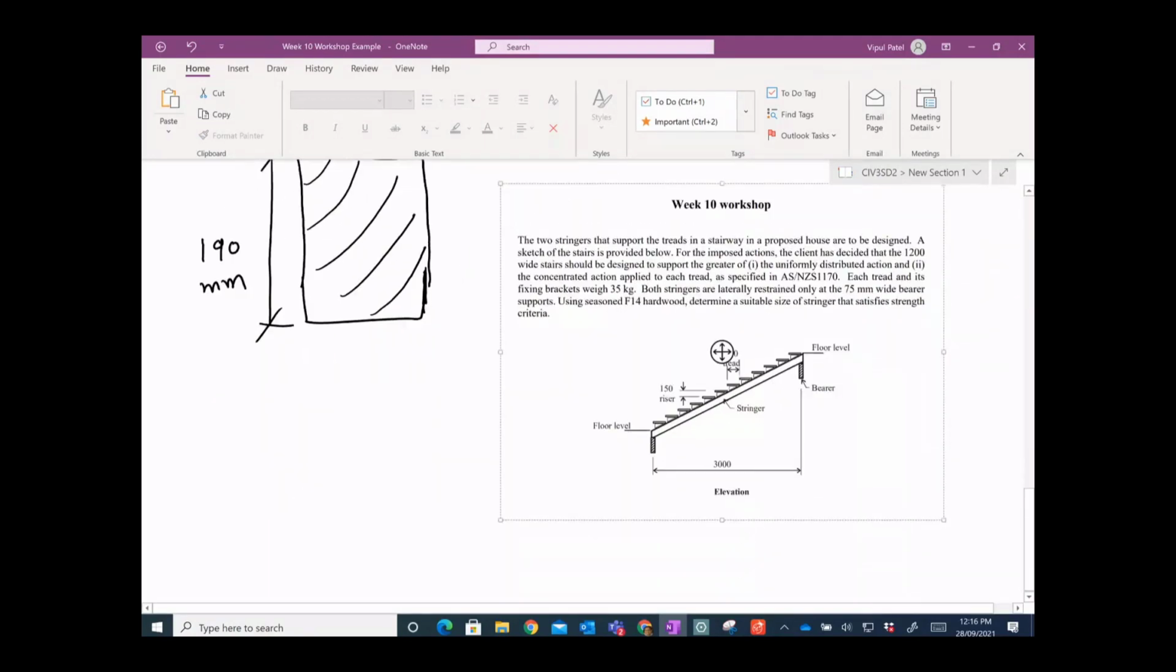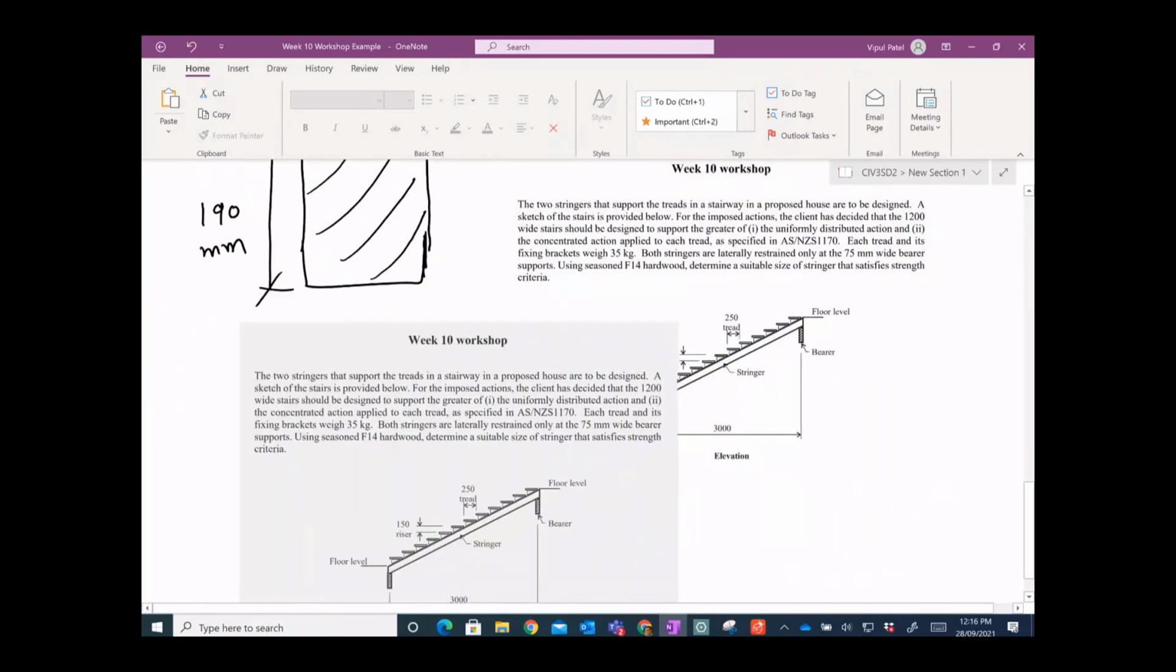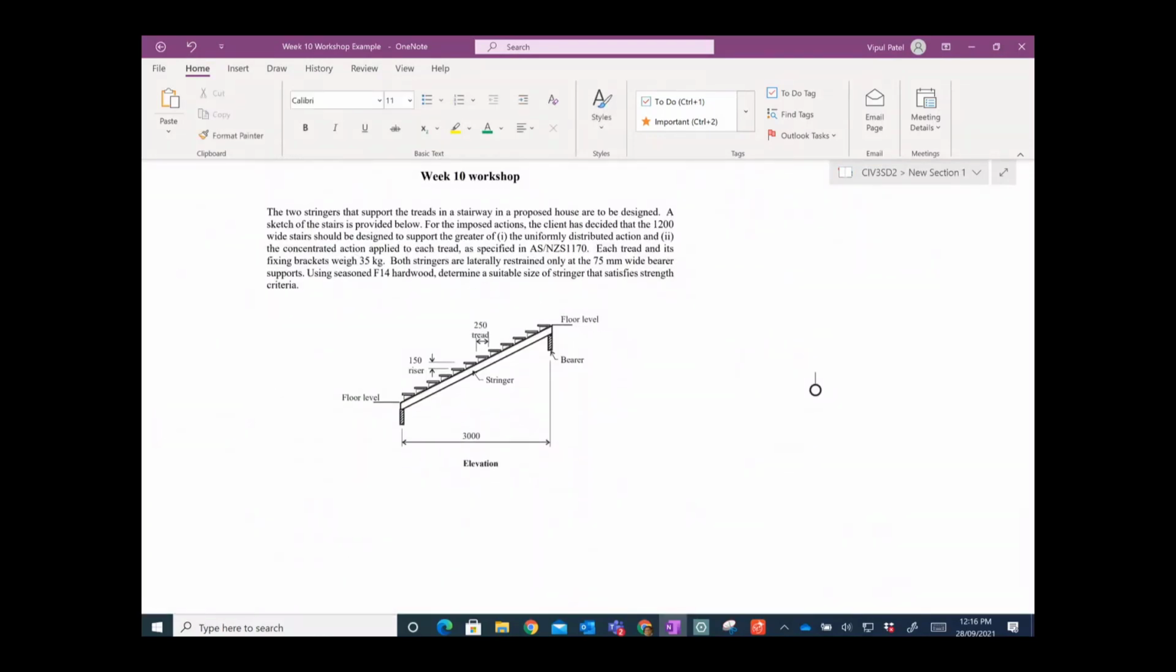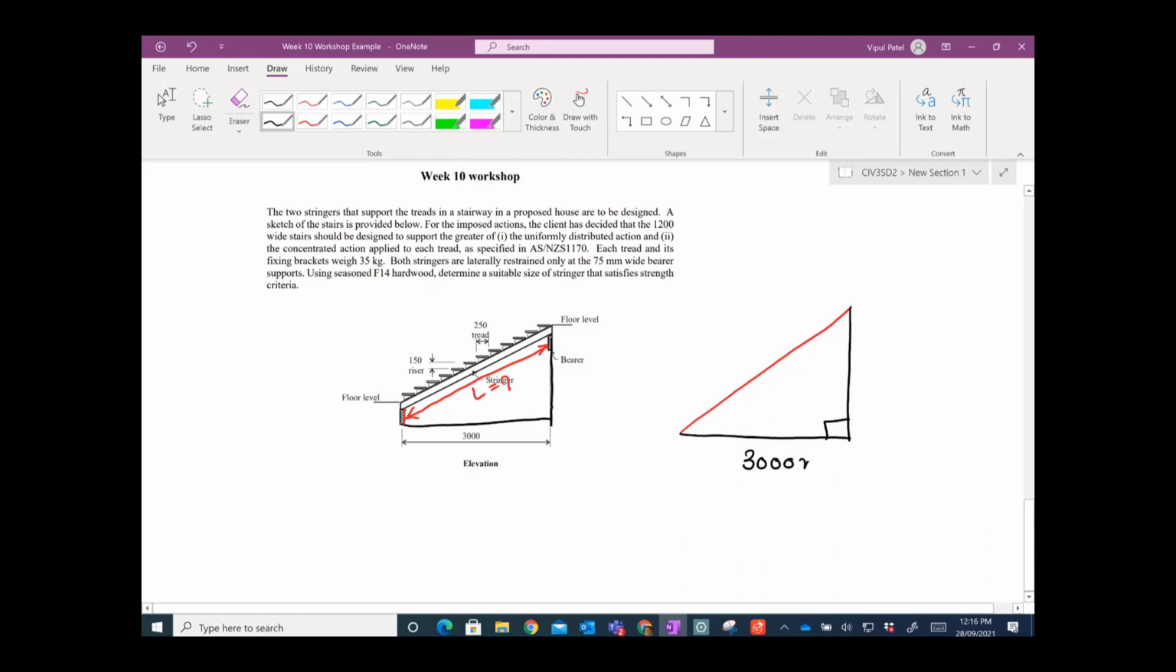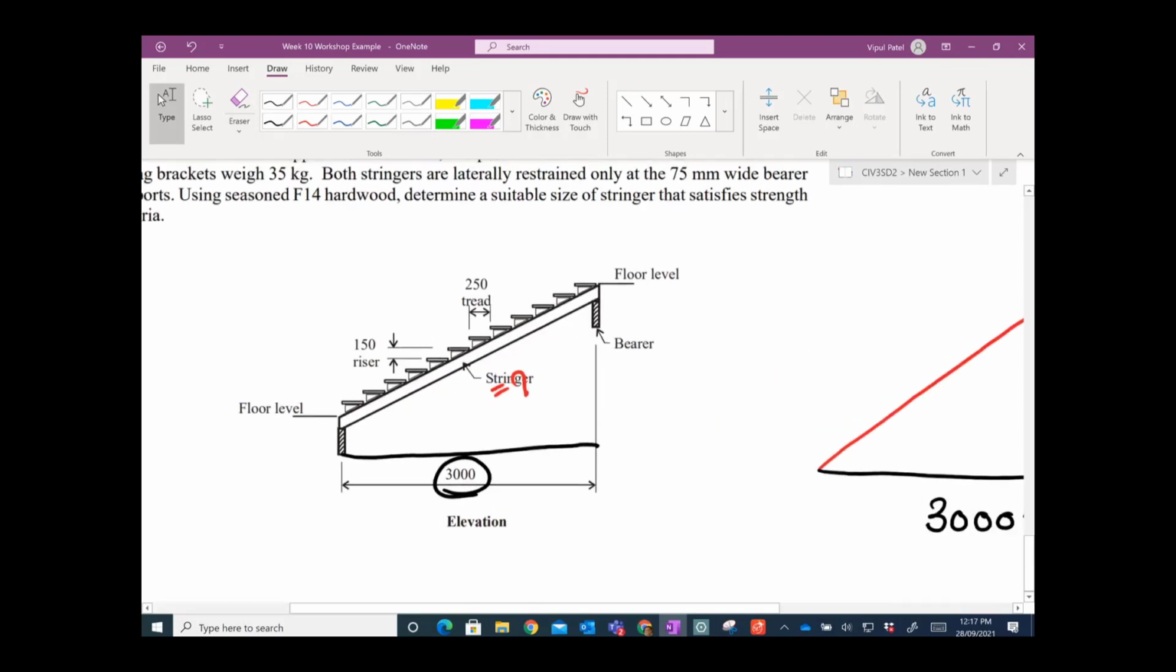All right, so now we need to find the length of these stringers. If I want to find the length of these stringers, let me draw it. My question is, how much is this length? Let's use the triangle. This red one is this length. This is a right angle. This one I know is 3000 millimeters, that is given here. Now they have given us this 150 millimeters for one height.